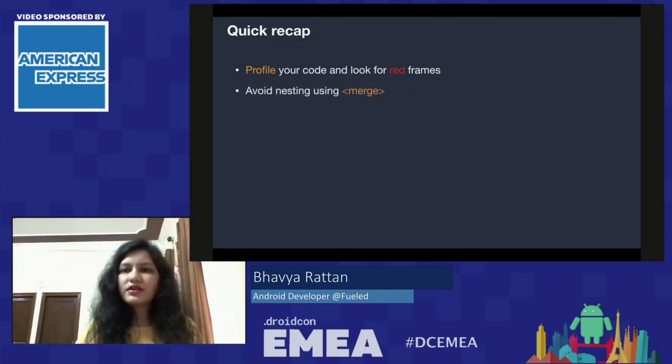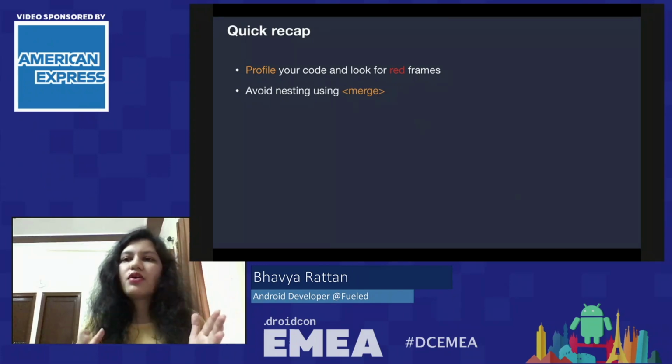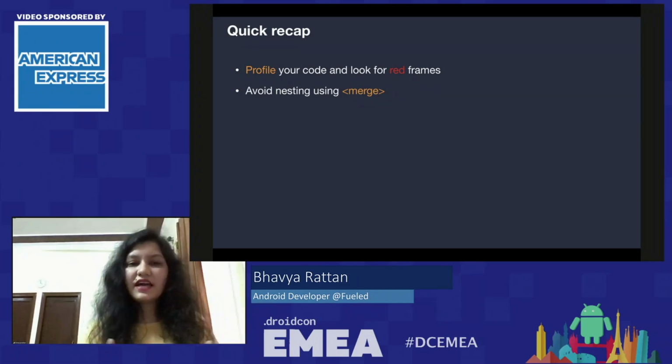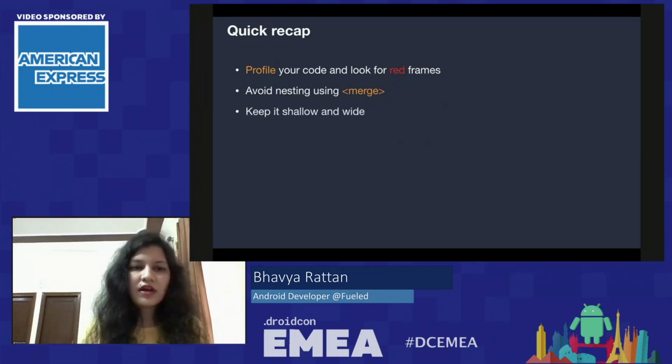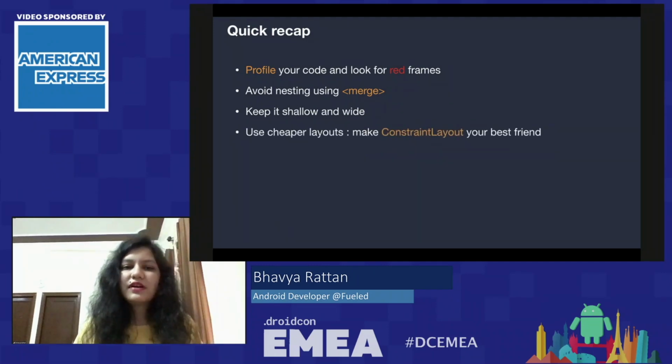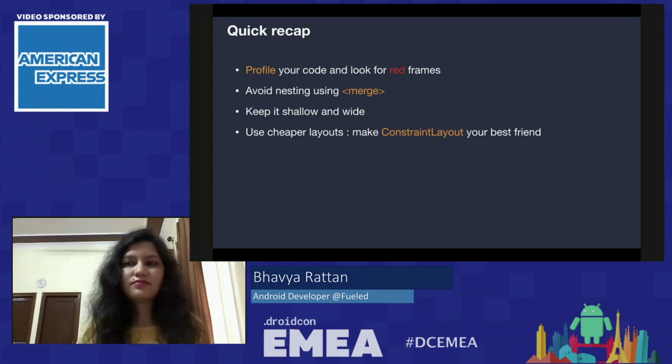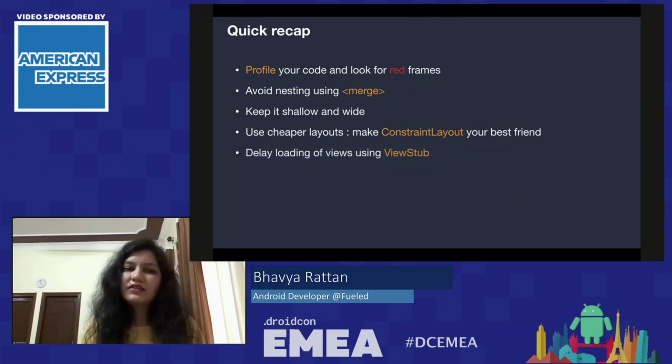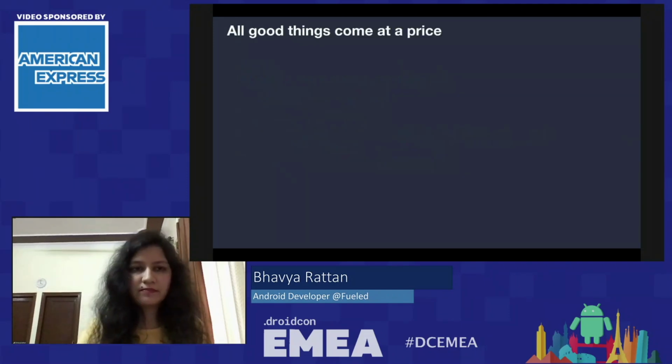Another thing is you can avoid nesting using the merge tag. So replace all the nested layouts with the merge tag so that you don't have nested parent view groups. Keep your layout shallow and wide to avoid any double taxation scenarios. It's always a good practice. And use cheaper layouts like constraint layout. That's like a go-to thing to use in most of the complex layout examples. And you can delay the loading of views using view stub.